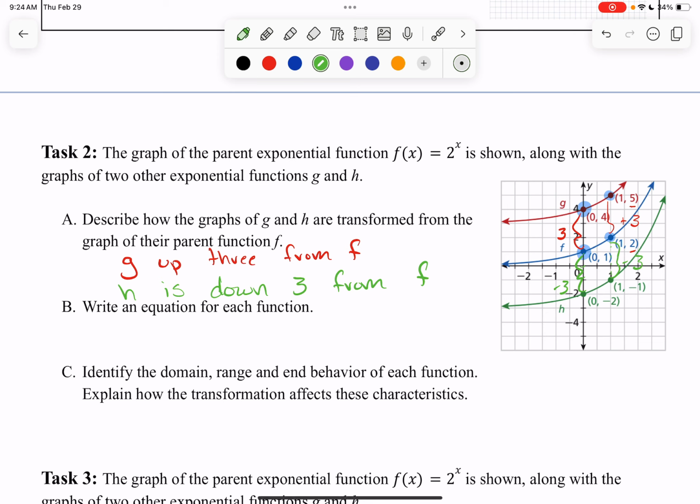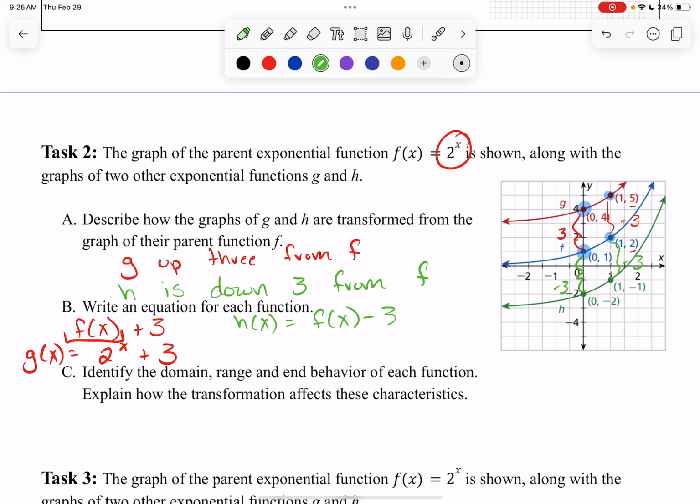from f. So to write the function for g, I need to take f of x and move up 3. Well, what is f of x? f of x is equal to 2 to the x. So my function g of x is going to be equal to 2 to the x plus 3. Whereas my function for h of x, I need to take f of x and go down 3, subtract 3 to move it down. So my h of x is going to be 2 to the x minus 3.